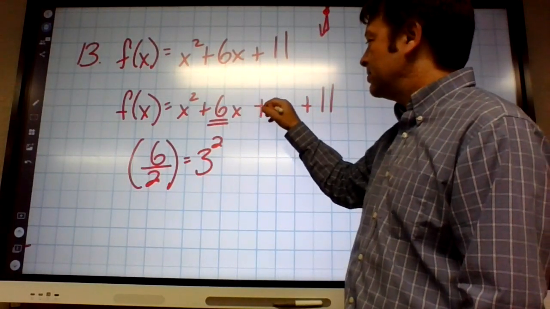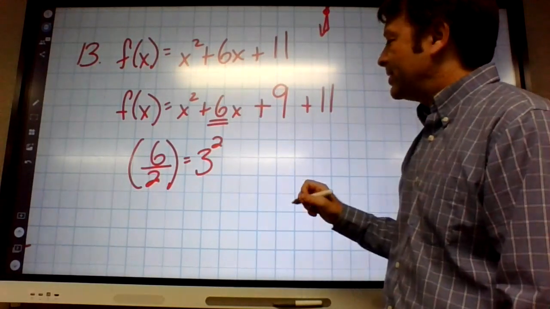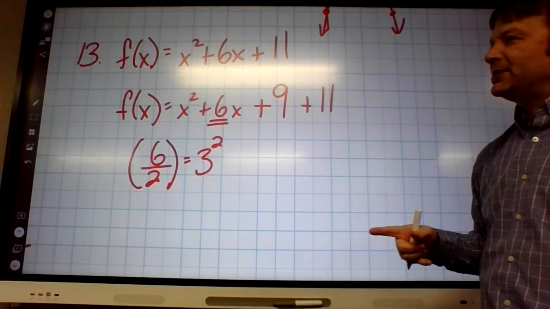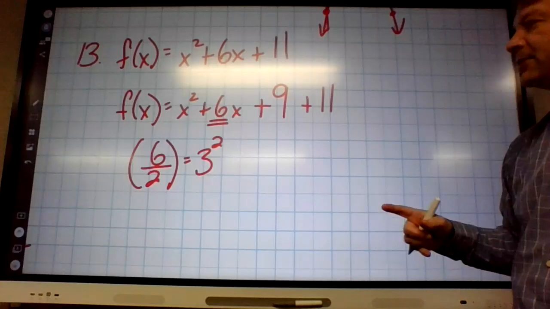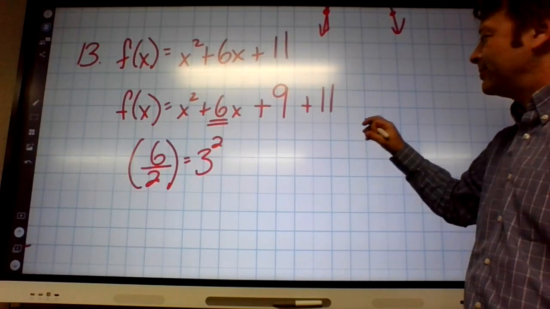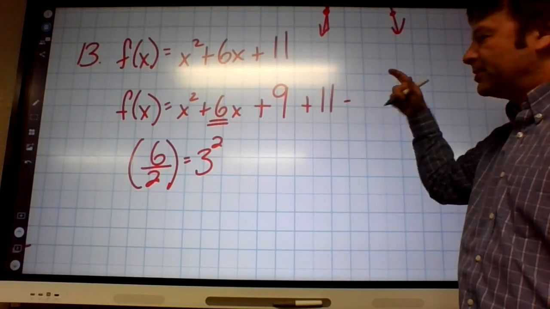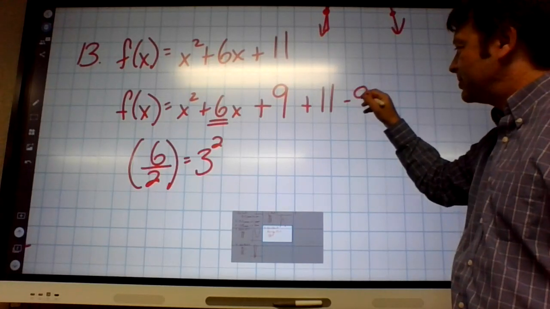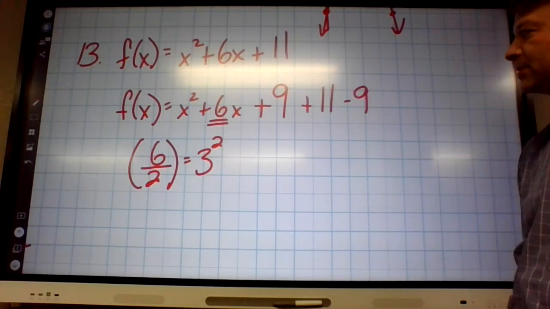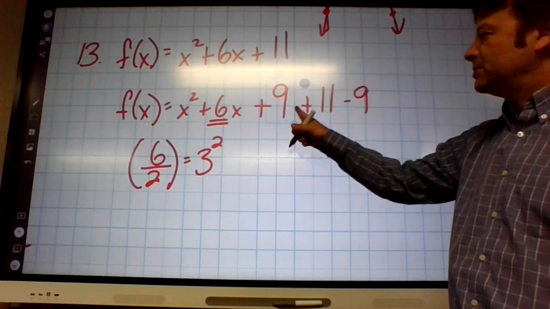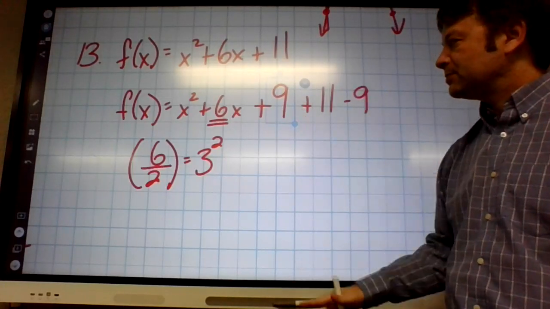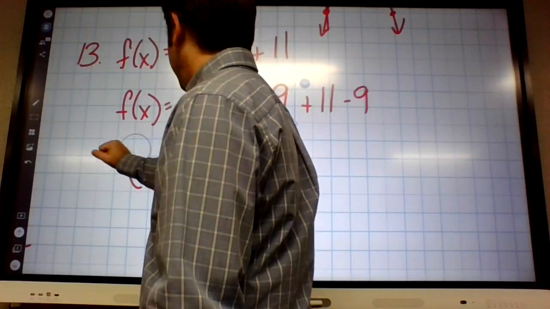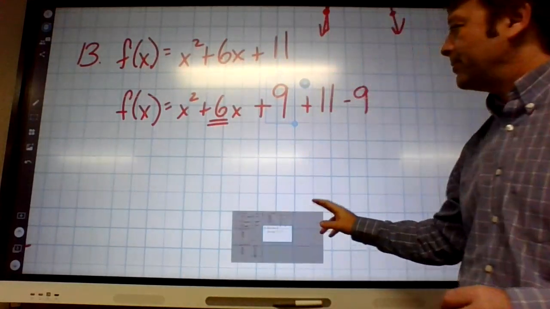So it's plus 9. However, you can't just add 9 and change the value, because that would be a different function. So to balance it out, on completing the square, we added 9 to the other side of the equals, but there is no other side, so we're going to have to minus 9 over here. So these balance each other out. So it's still plus 11. The plus 11 is just still hanging out for now.